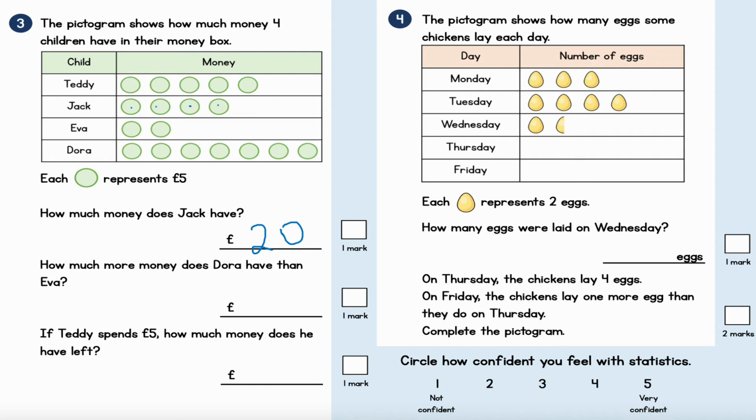How much more money does Dora have than Eva? Well, 1, 5, 10, 5, 10, 15, 20, 25, 30, 35. 35 take away 10 is 25.